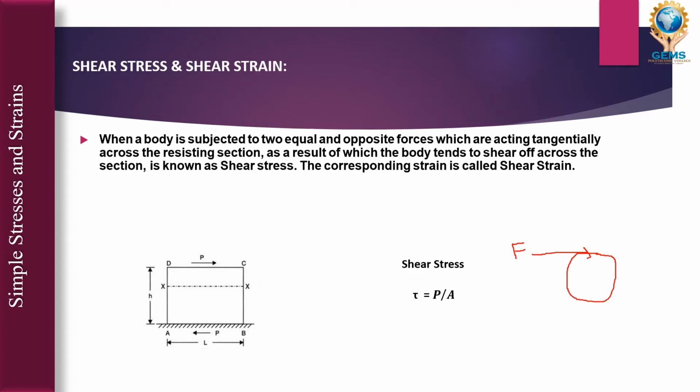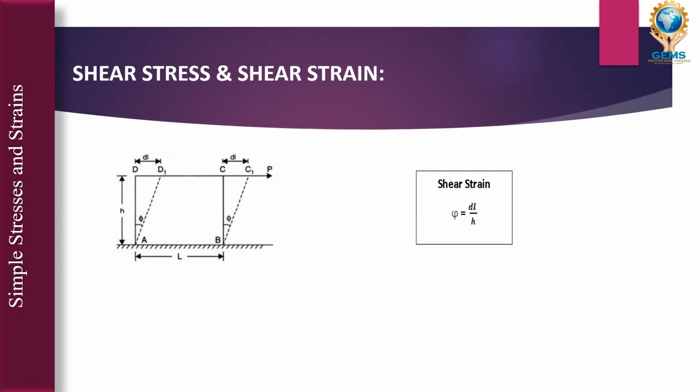The shear stress is the stress which acts tangent to the area and it is represented by tau. Tau is equal to P by A, where P is the shear resistance and A is the shear area, understand? Now we will see shear strain. This is the diagram, understand?